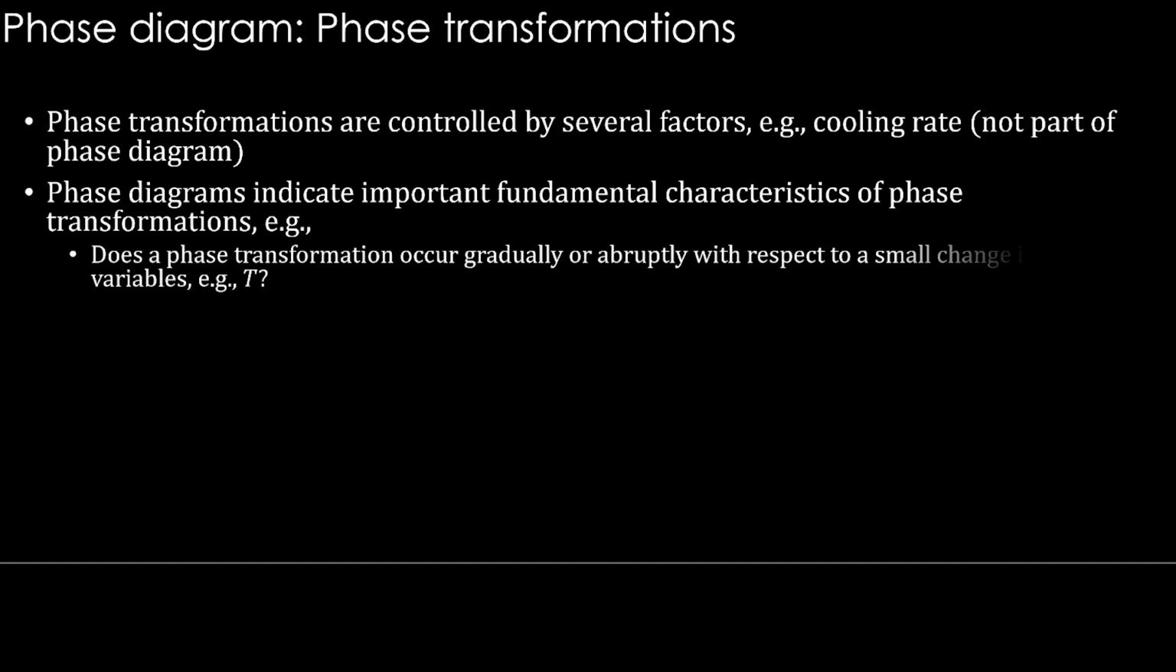For example, does a phase transformation occur gradually or abruptly with respect to a small change in variables, for example, temperature? The temperature changes a little bit, and the parent phase becomes the product phase abruptly, meaning entirely within that small increment or decrement in temperature. Whereas in gradual transformations, it doesn't happen so. The product phase forms, but only to a tiny degree.